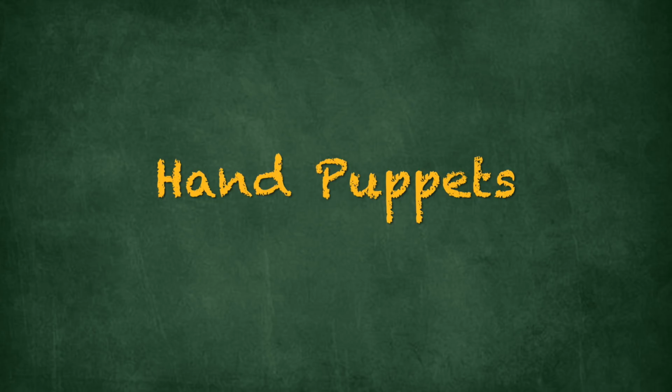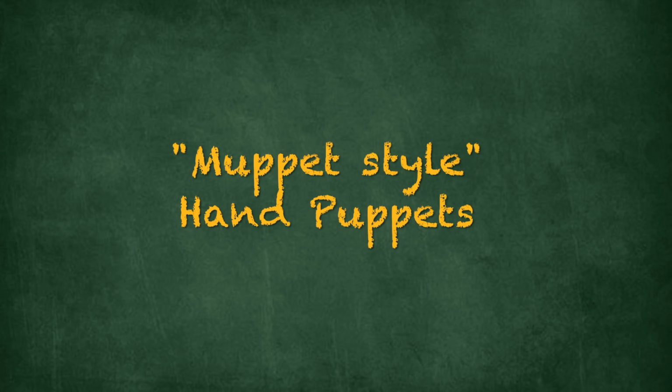One of them is this. This is a hand puppet, okay? It's very basic, very simple. The other style of puppetry is more like this. This is a Muppet style puppet where the mouth can actually move. It doesn't matter if you're using a hand puppet or a Muppet style puppet.